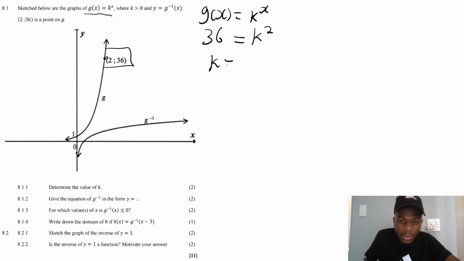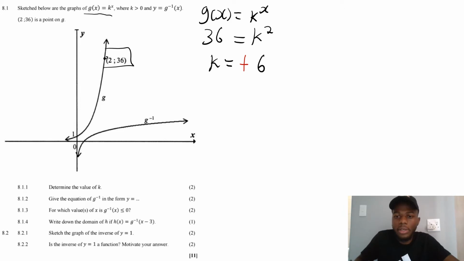Then obviously k is going to be plus or minus 6, but because we've been told k is greater than 0, it means it's positive. So our k is positive 6 only. So it means our k is 6. We are done. The next question: give the equation of the inverse of g in the form y equals.